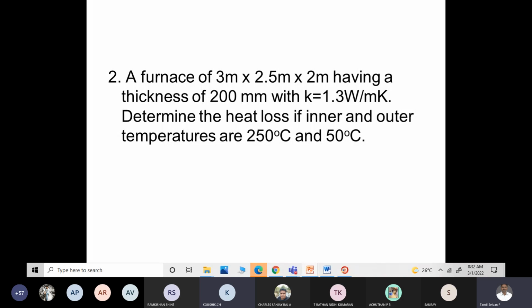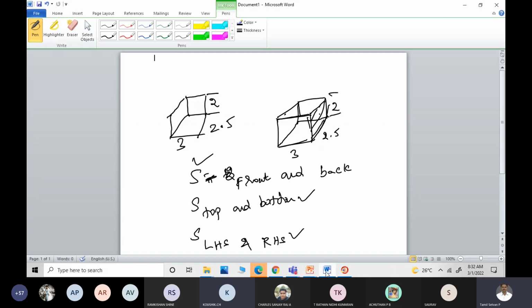No need for me. See, I have given the thing. Only thing is, instead of 6, you will be having 2 into conduction shape factor for bottom surface and top surface, 2 into conduction shape factor for left hand side and right hand side, and 2 into conduction shape factor for front and back side. Is it fine? So the front side area and back side area is 3 into 2, and the left hand side and right hand side area is 2.5 into 2, and the top surface and bottom surface area is 3 into 2.5. Is it correct? Yes, sir. Okay, fine. So we will move on to the next one.